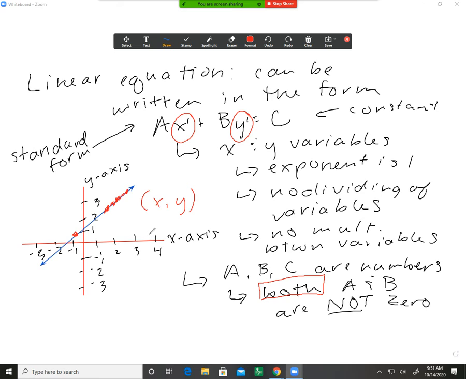All right, so that is linear equations. Any questions on that part? All right, so let's talk about determining if something is linear. So what if I have 1/3 y equals 7? I'm going to write down a few different equations.